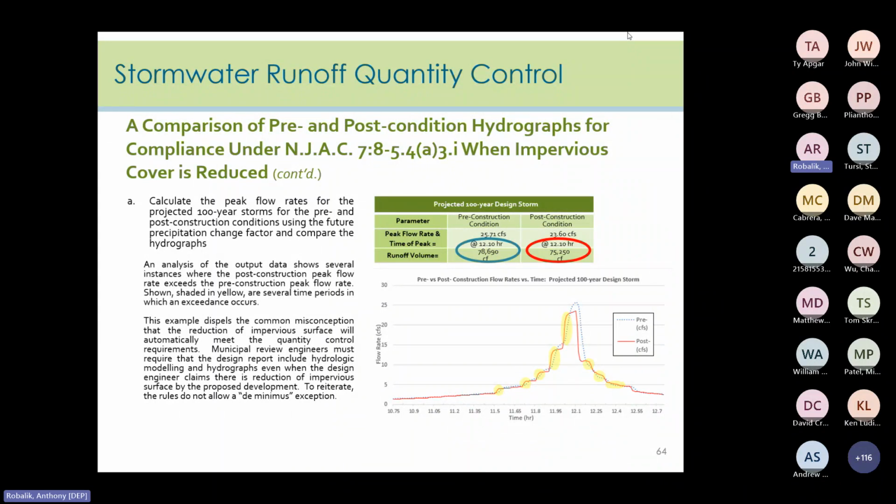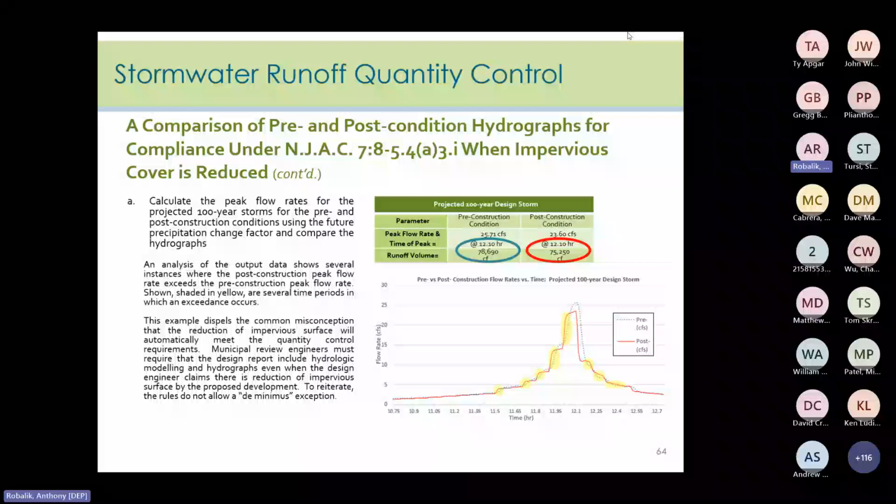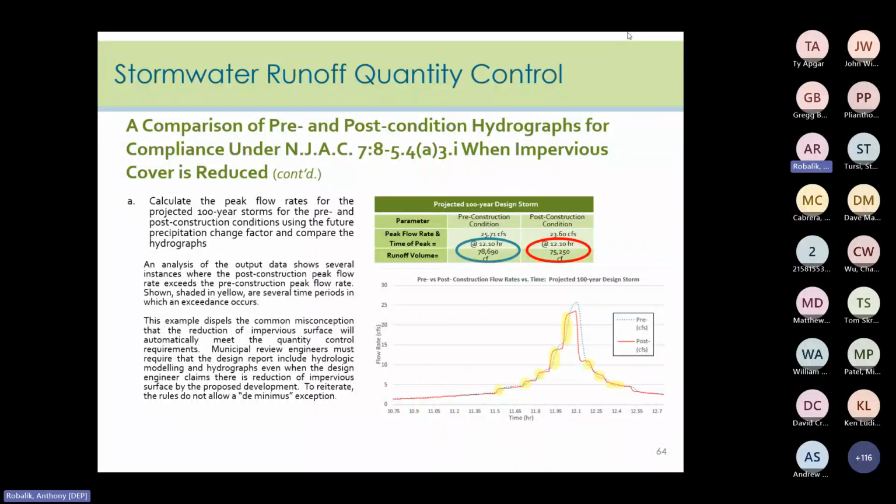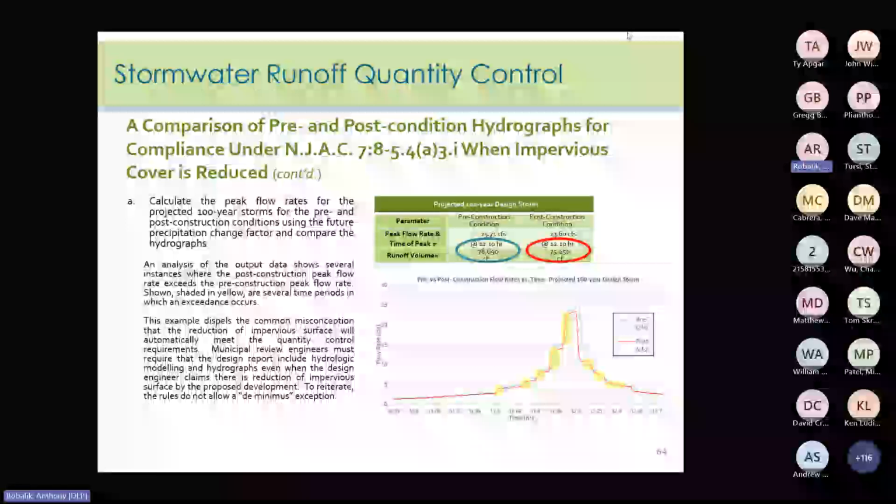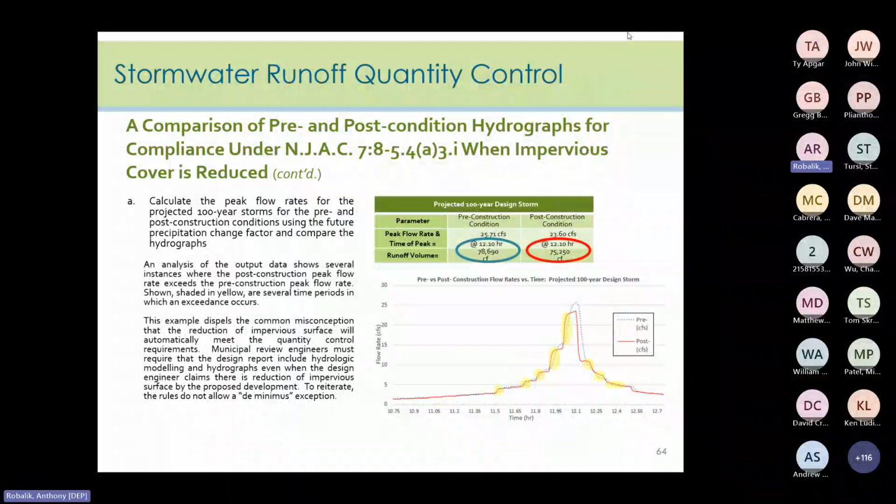So, although this site ended up reducing the amount of impervious coverage, and the peak flow rate of the post-construction hydrograph is less than the pre-construction hydrograph, the difference in site conditions from pre to post still resulted in this exceedance. And again, detailed information about this example is in our B&P manual, chapter 5. That's where this was taken from.